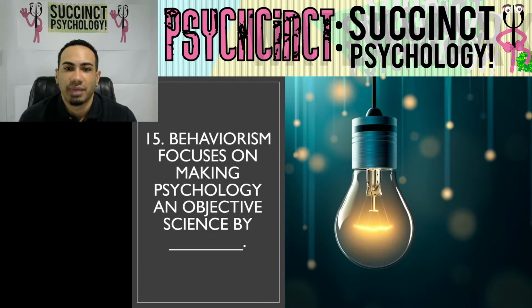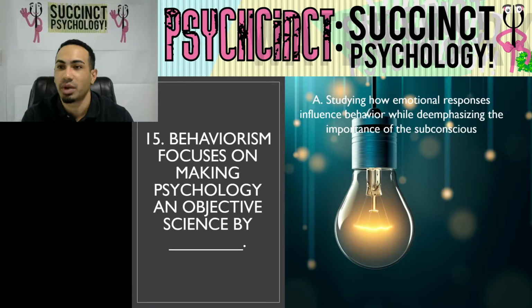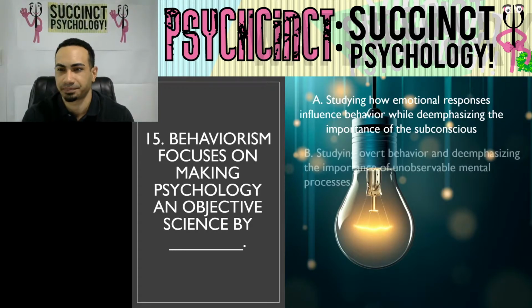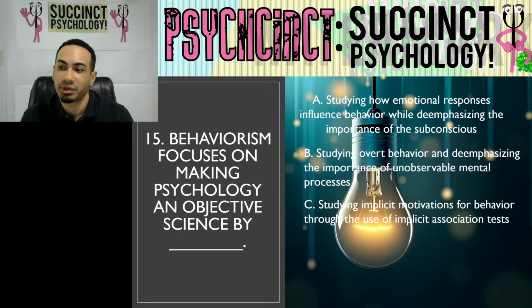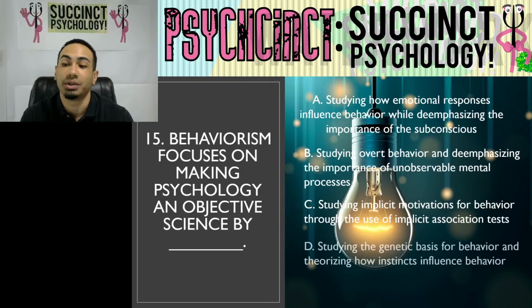Alright. Behaviorism focuses on making psychology an objective science by A, studying how emotional responses influence behavior while de-emphasizing the importance of the subconscious. B, studying overt behavior and de-emphasizing the importance of unobservable mental processes. C, studying implicit motivations for behavior through the use of implicit association tests. Or D, studying the genetic basis for behavior and theorizing how instincts influence behavior.